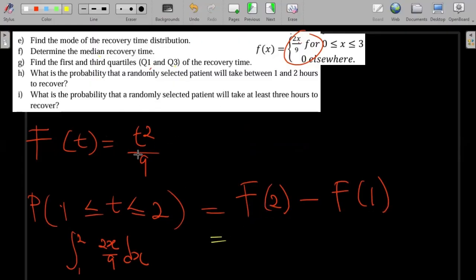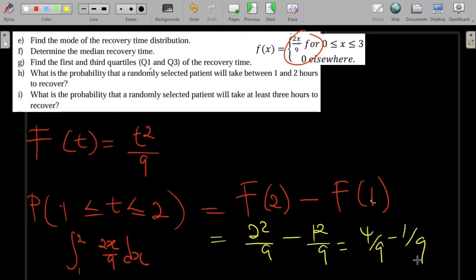So where there's t there, I put 2. So it will be 2 squared over 9 minus, where there's t, I put 1. So 1 squared over 9. So this will be 4 over 9 minus 1 over 9. So what are we going to get there?